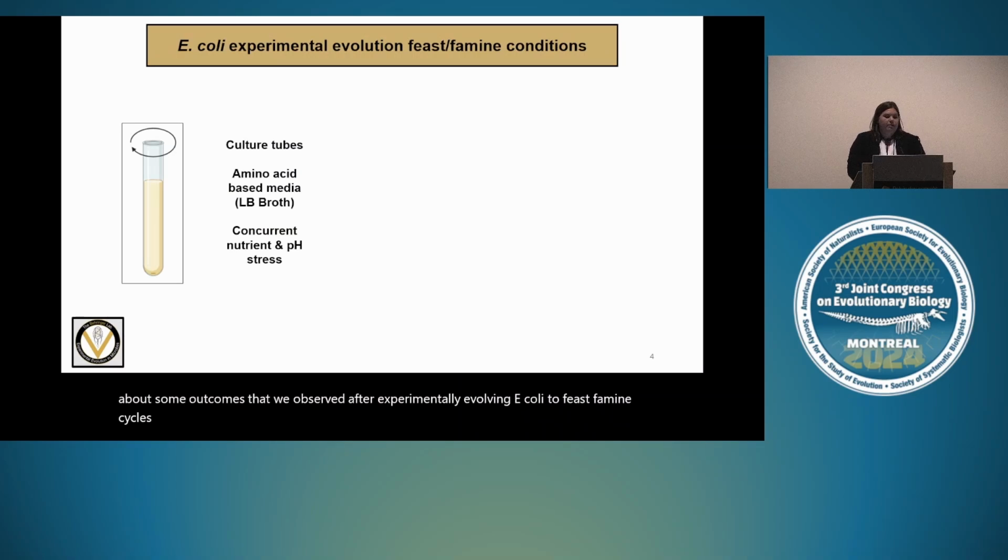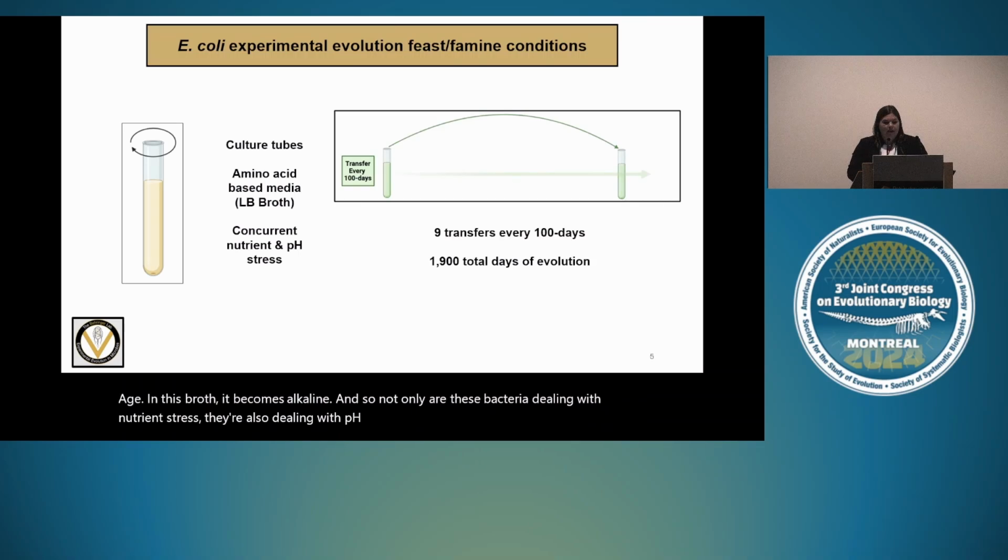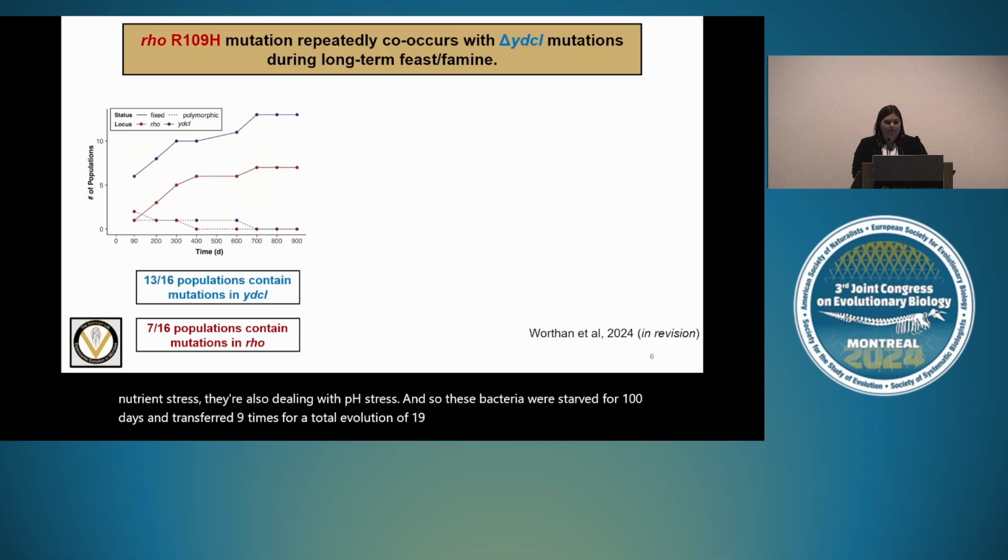So this experimental evolution was performed in culture tubes using an amino acid-based broth called LB. And as E. coli age in this broth, it becomes alkaline. And so not only are these bacteria dealing with nutrient stress, they're also dealing with pH stress. And so these bacteria were starved for 100 days and transferred 9 times for a total evolution of 1,900 days.